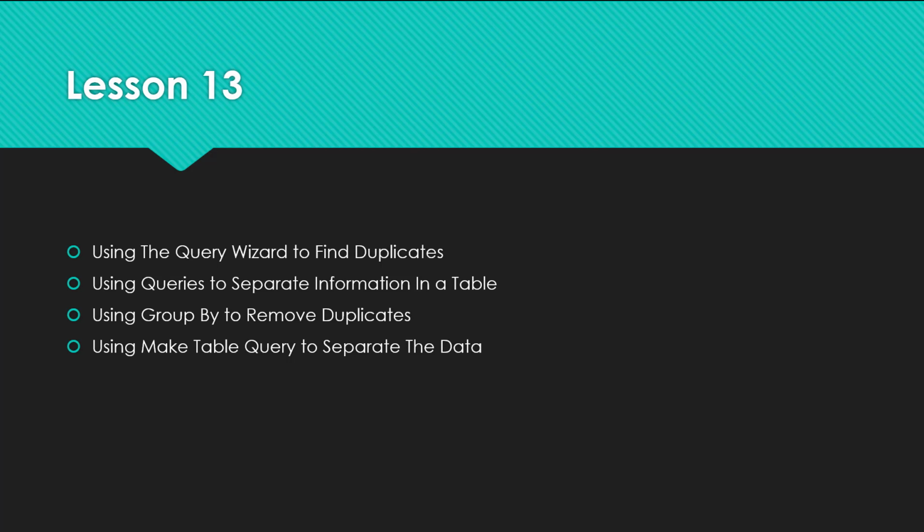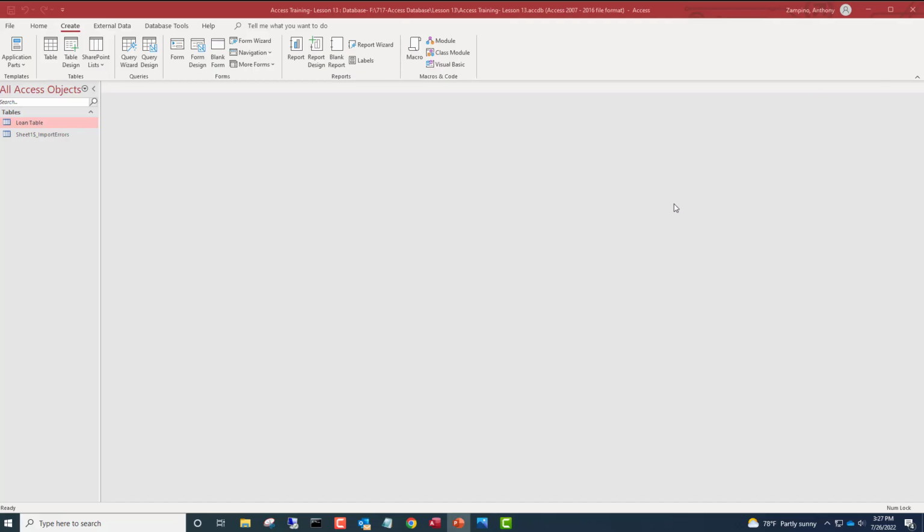So what we're then going to do is use Group By to remove the duplicates, and then convert those queries into make table queries to separate the data. Alright, so we're going to go ahead and start looking at what we want to do first, and that's create. I'm on Create already, and we're going to do a query wizard.